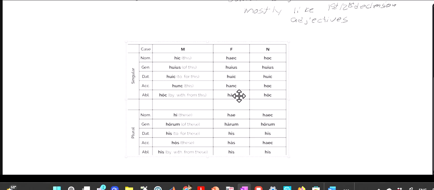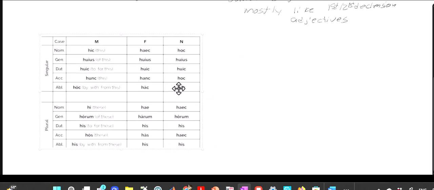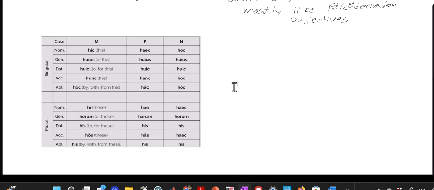If you were not taught to memorize declensions, I strongly recommend that you do. It just is so nice to have them at your fingertips. It's good to be able to recognize them, but it's just nice to be able to come up with the correct form when you need it. So that's hic, haec, hoc, and that's how you decline it.